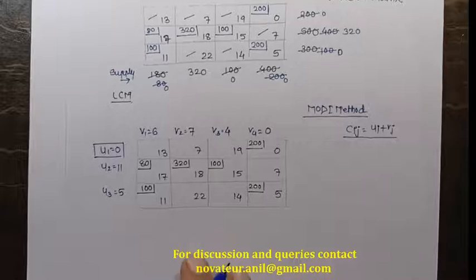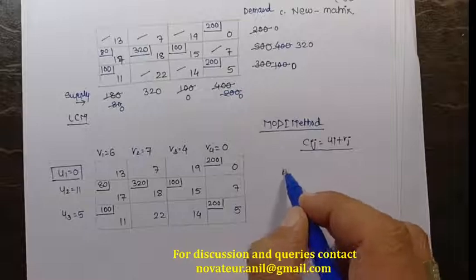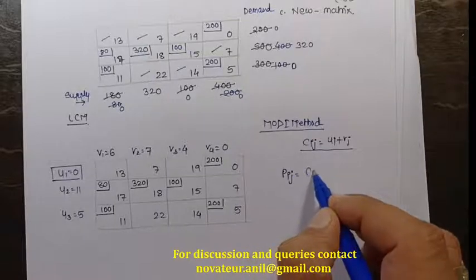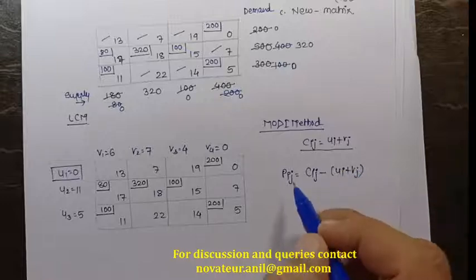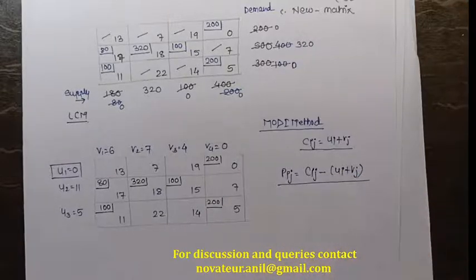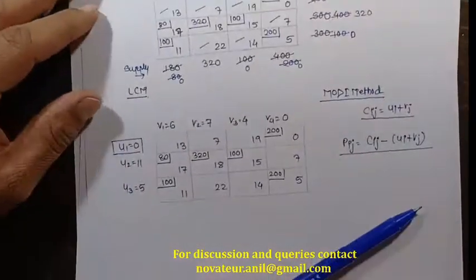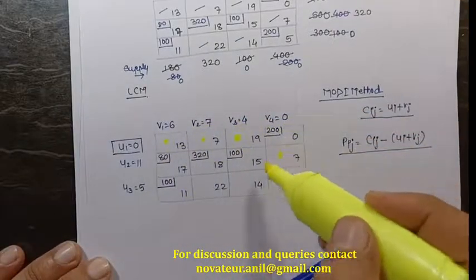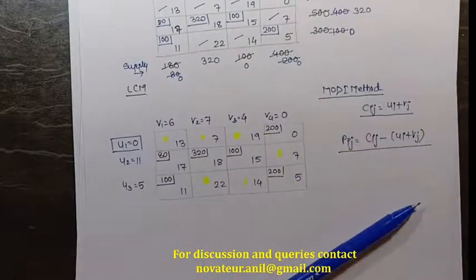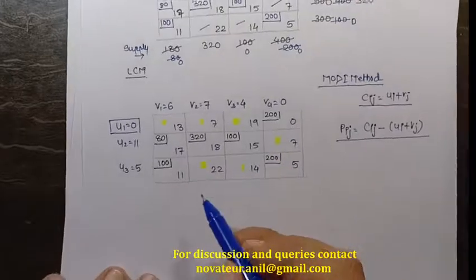Operations on occupied cells are done, and now I'll perform the operations on unoccupied cells. The formula for that is Pij equals Cij minus (Ui plus Vj). So I'll just do this operation for unoccupied cells. Here the unoccupied cells are nothing but, I'm going to highlight this with this yellow color marker. So these are the cells which are unoccupied cells, where no value is assigned.